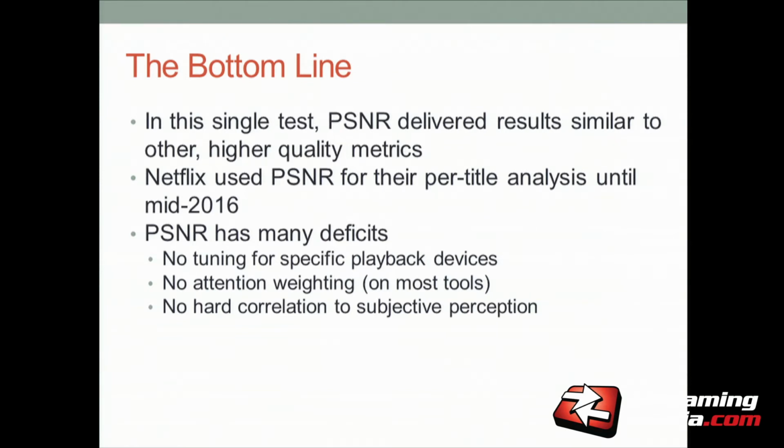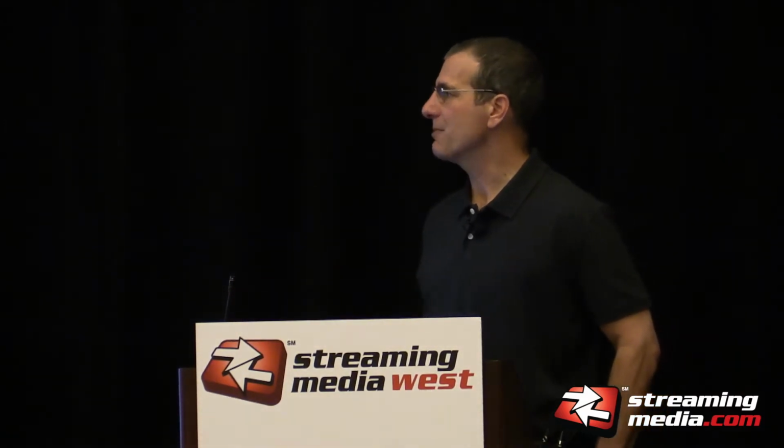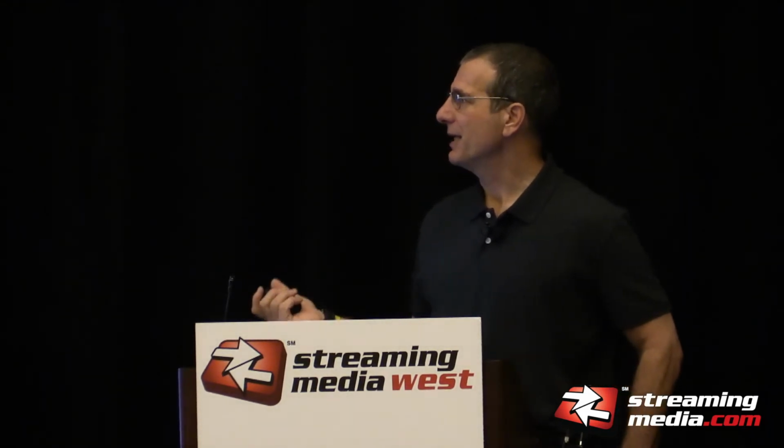But Netflix, as I said a few minutes ago, used PSNR for their per title analysis until 2016. PSNR is the whipping boy of all the metrics. Everybody says PSNR is awful, very low correlation. We've seen scatter graphs to kind of prove that. And it's got some deficits. There's no tuning for specific playback devices. There's no attention weighting in the Moscow University tool. But in the land of the blind, the one-eyed man is king. And if all you can afford is PSNR, I think you get a lot of value from applying that metric to some of the compression decisions that you make.